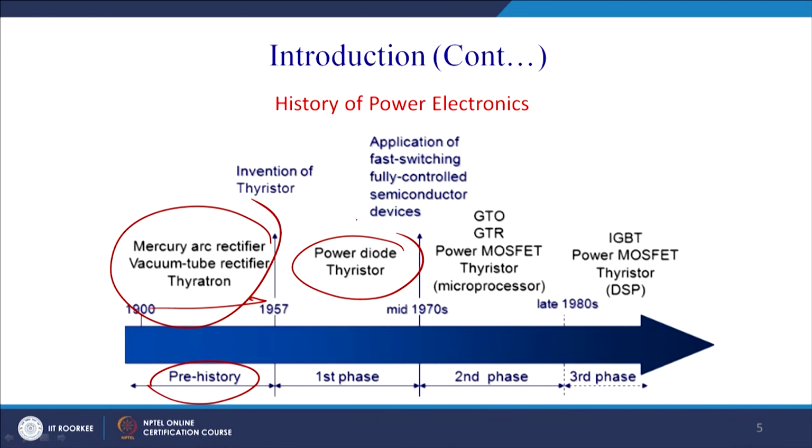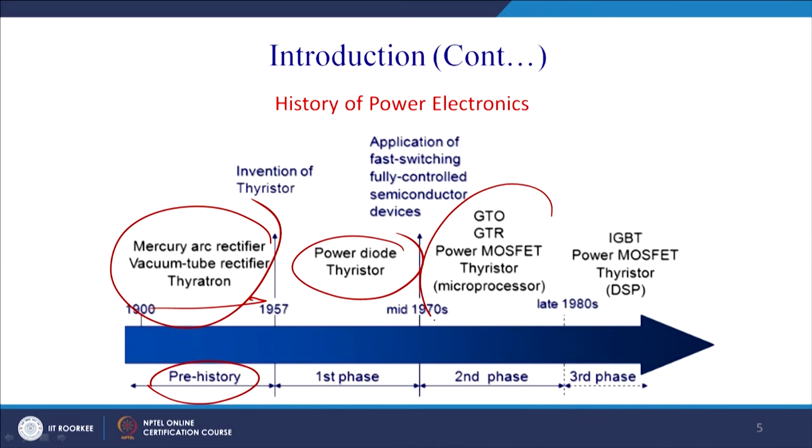Thereafter power diodes and thyristors were invented. That was a huge jump in technology, around 1957, and it continued to the middle of the 1970s, with power electronics finding application mostly in AC to DC conversion. We will discuss a little later that thyristors are basically half-controlled devices. You can control their turn-on, but turn-off is not very easy. We require an external circuit to turn it off.